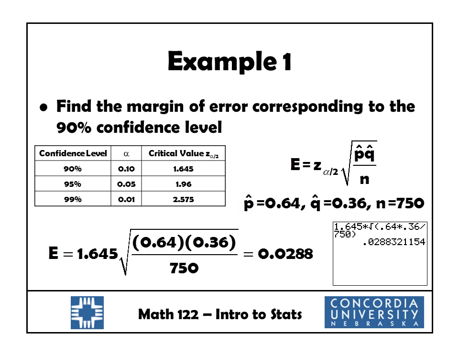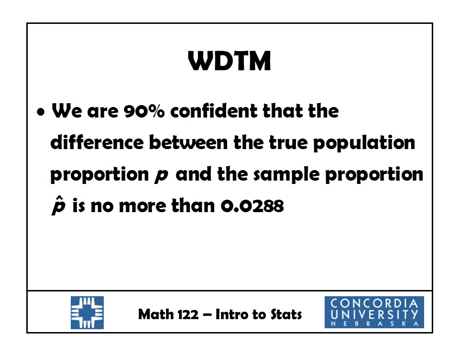So now we plug things into our formula. 1.645 times the square root of 0.64 times 0.36 divided by 750. There on the right you see the calculator commands. And note that we can enter this in one big step. We don't have to break it down into several small steps. And we see our margin of error, 0.0288.